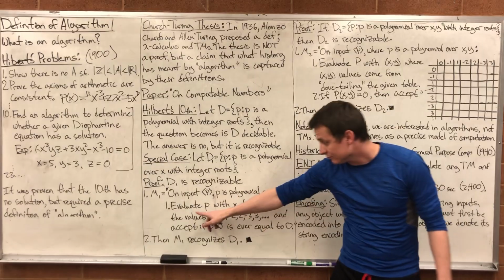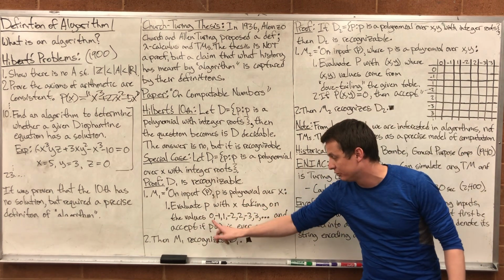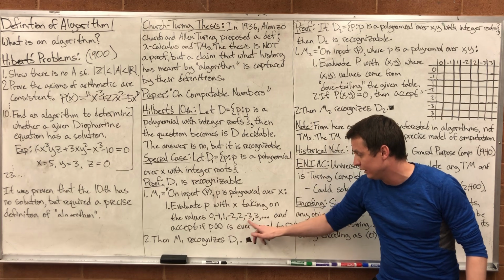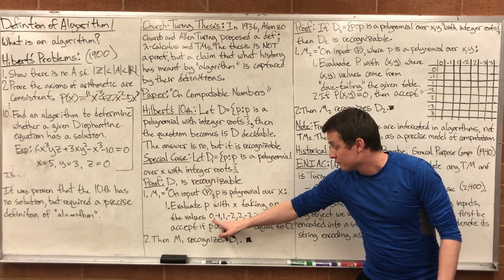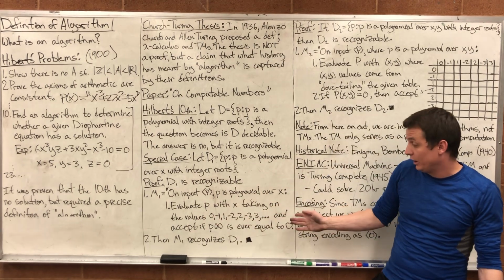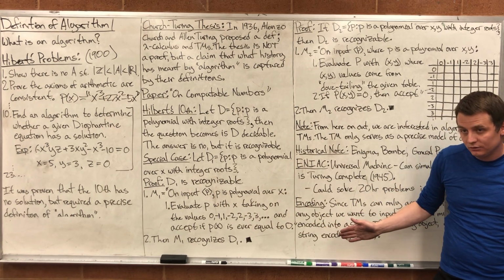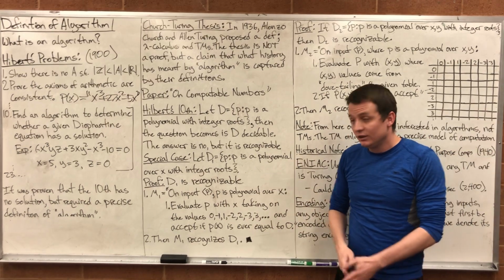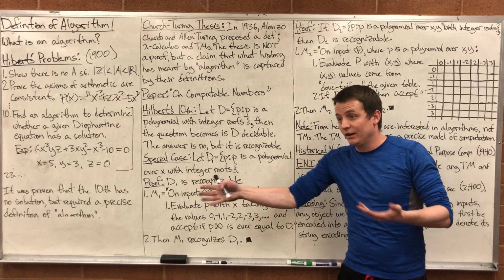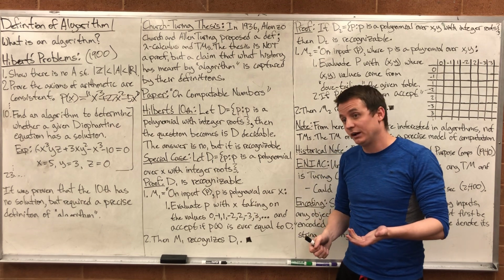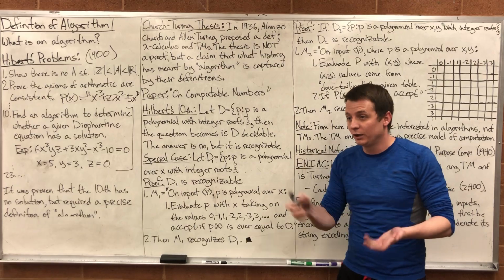Here's what we do. We simply evaluate p with x taking on the values 0, -1, 1, -2, 2, -3, 3, -4, 4, dot, dot, dot, going on forever, except if p of x is ever evaluated to 0. So I have my polynomial. I can plug 0 into the polynomial and see what I get out. If it spits out 0, I'm done. If it doesn't spit out 0, what do I do next? I plug in -1. Then I plug in 1. Then I plug in -2. Then I plug in 2.